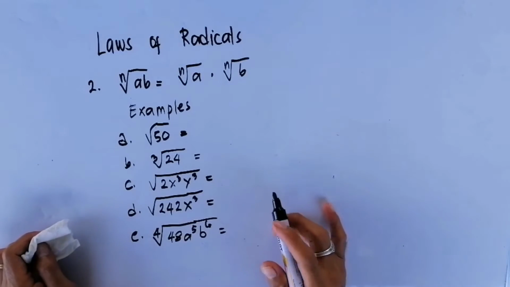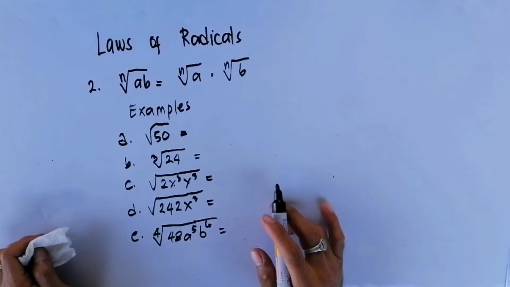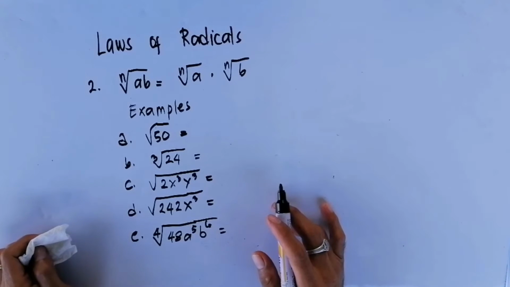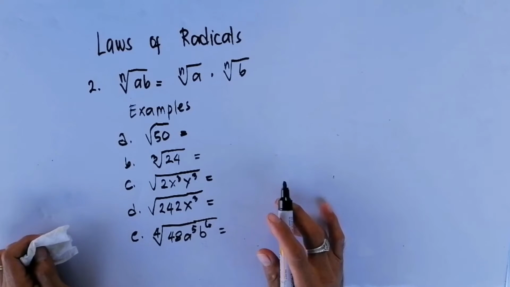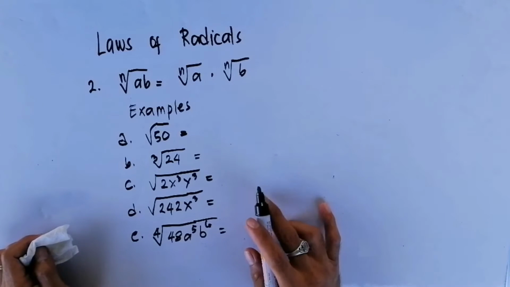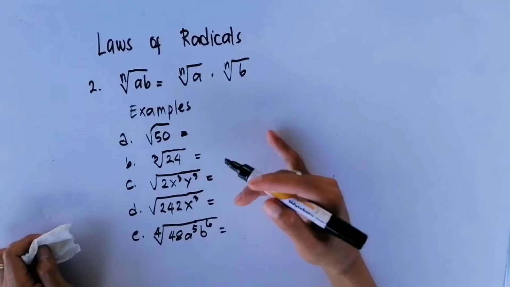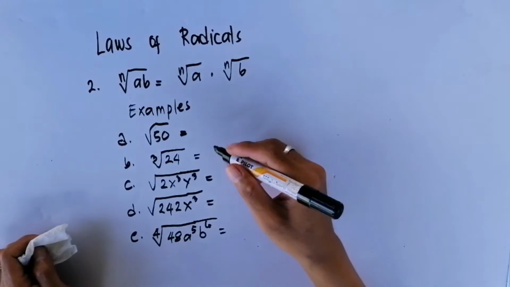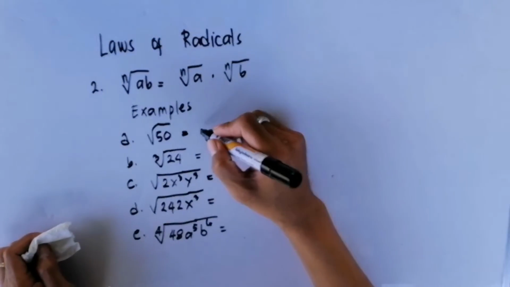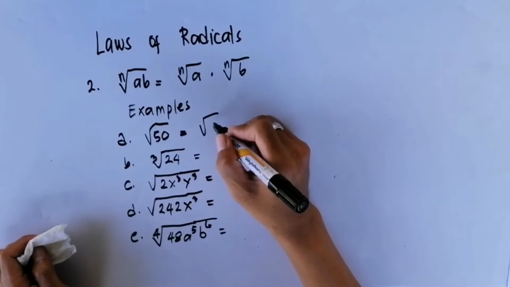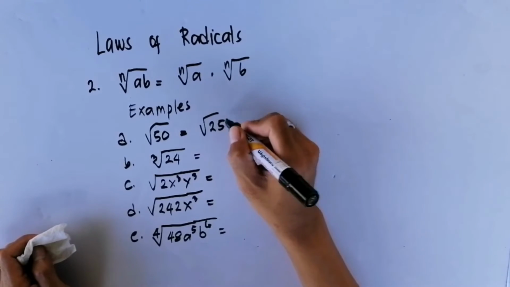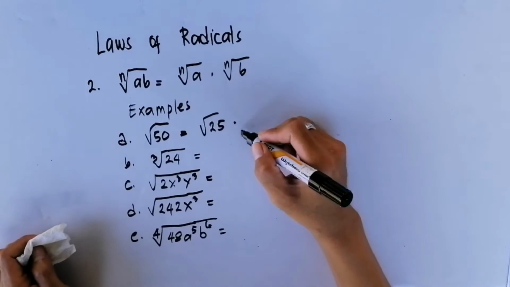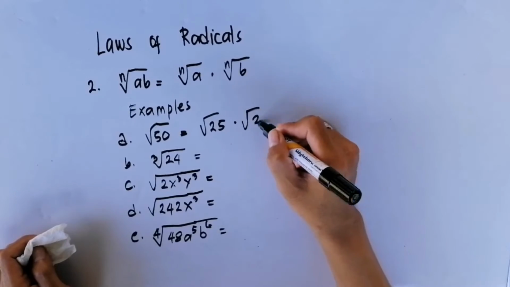Laws of radicals number 2. The nth root of AB is equal to the nth root of A times the nth root of B. Examples. Letter A, the square root of 50. So we can factor this 50. So that is the square root of 25 times the square root of 2.